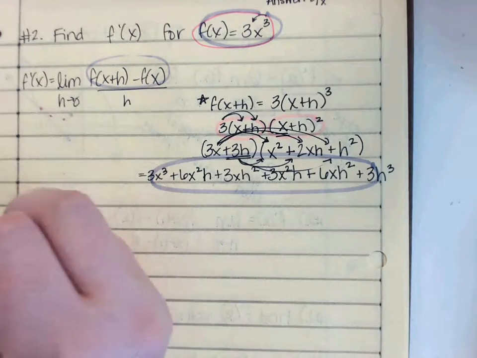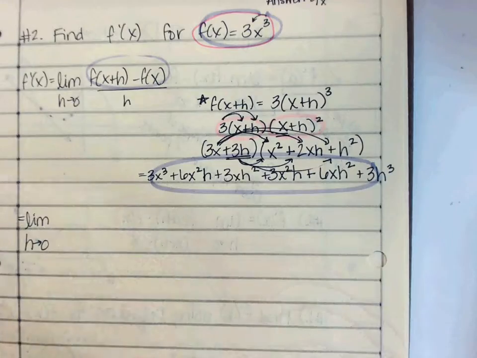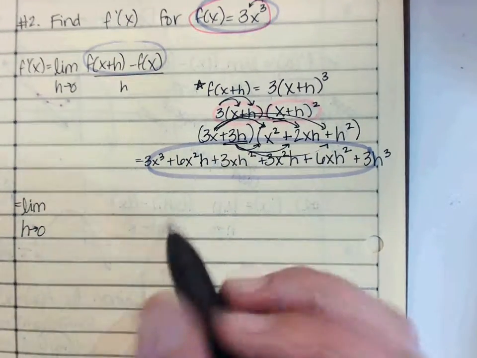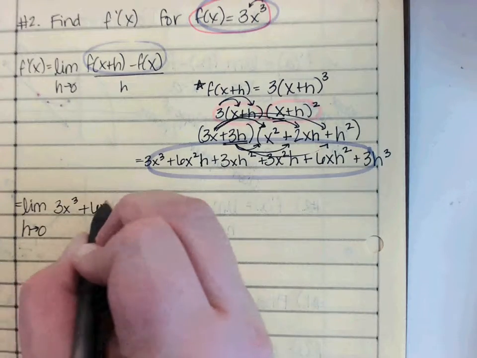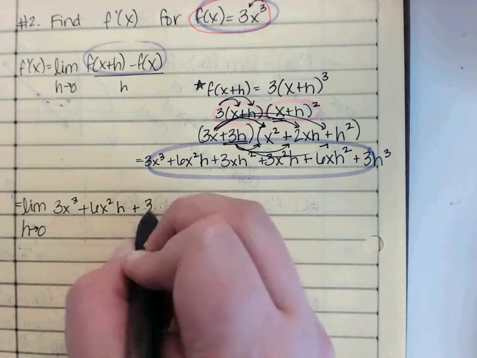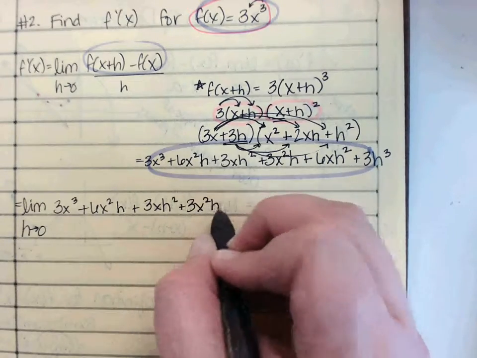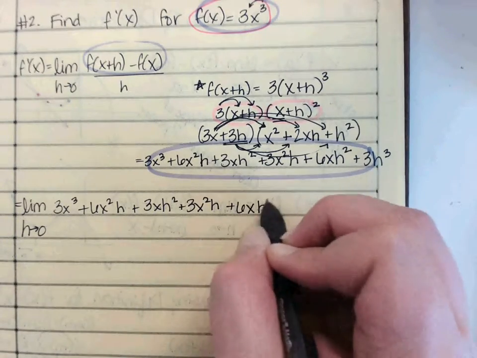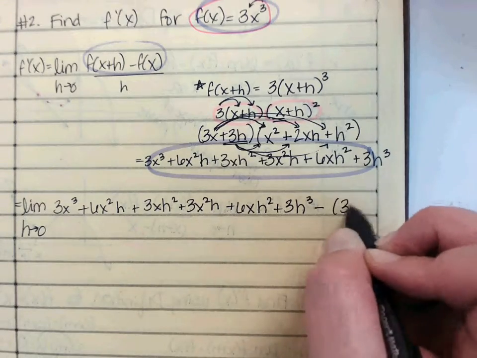So, okay, this is the longest one we're doing. Okay, and then we're almost done. So, 3x cubed, 6x squared h, 3xh squared, 3x squared h, 6xh squared, 3h cubed, minus 3x cubed.